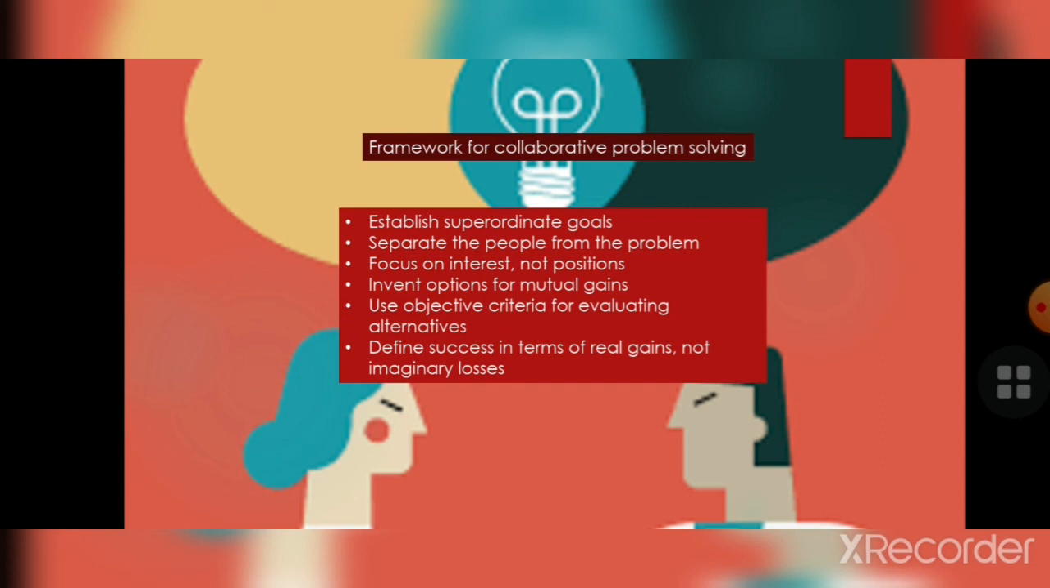So, the main factor which we should consider is being problem oriented. Next is focus on interests, not the positions. So, the interests of both the parties should be considered. In a collaborative form, both the parties should invent options for mutual gains. Next is use objective criteria for evaluating the alternatives. And the next is define success in terms of real gains, not imaginary losses.